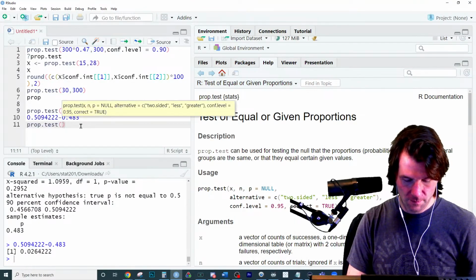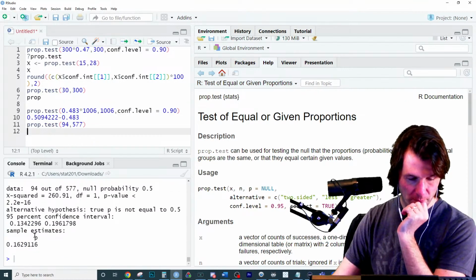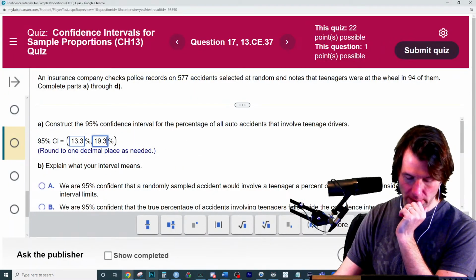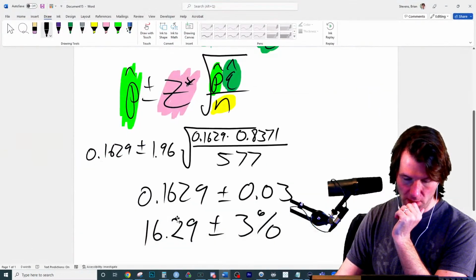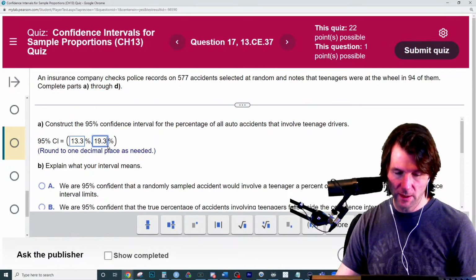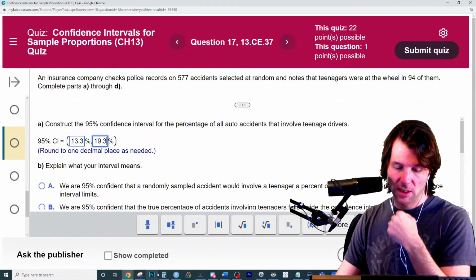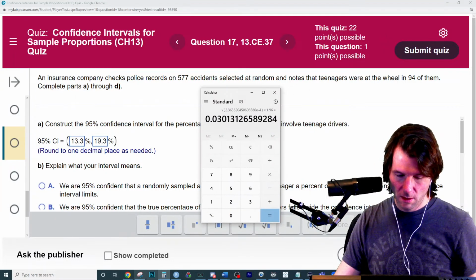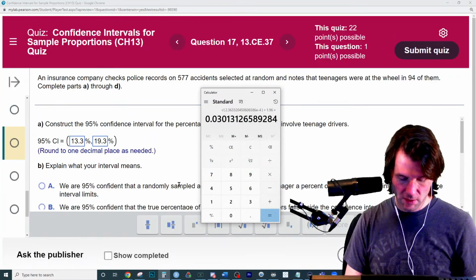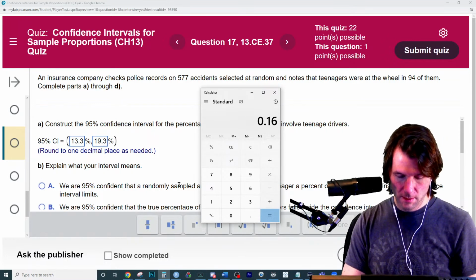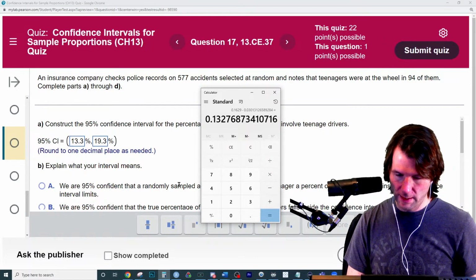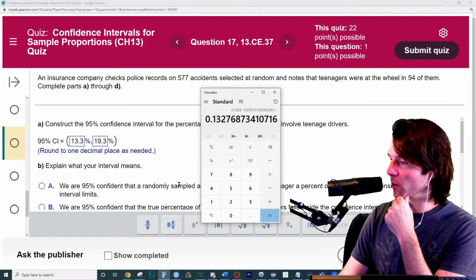Check my work over here. Yep. 13.3 to... Oh, wait, I didn't err on the calculation on the top of the interval. The top of the interval is 19.6. No, it's 19.3. That is right on the top of the interval. The center of the interval is 16.29, plus this, that's 19.3. 16.29 minus is 13.3 rounded. And make sure it times by 100 for percentage.